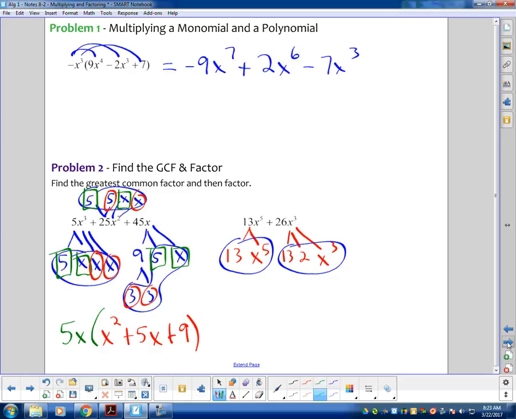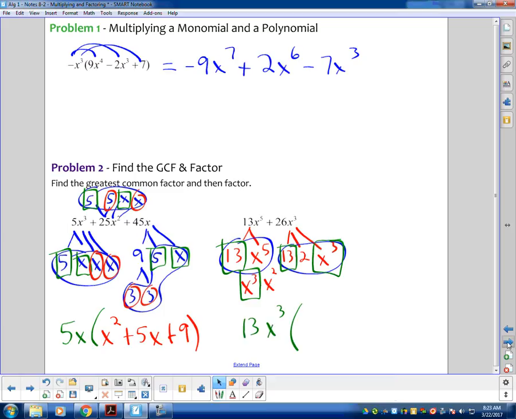What's common in each is a 13. And then out of this x to the 5th and x to the 3rd, what we have in common is x to the 3rd. So if I were to split this up, it would be x to the 3rd times x to the 2nd. And let me box the x to the 3rd. So we have an x to the 3rd in the first term and an x to the 3rd in the second. That's our greatest common factor. So we have a 13x to the 3rd, and we're left with an x squared right here from the first term, and then plus a 2 left from the second term.